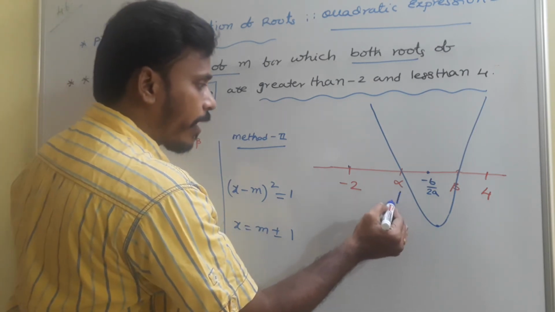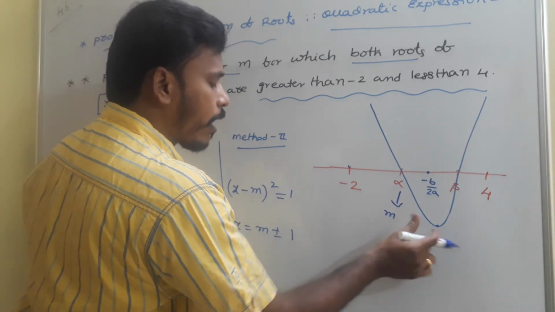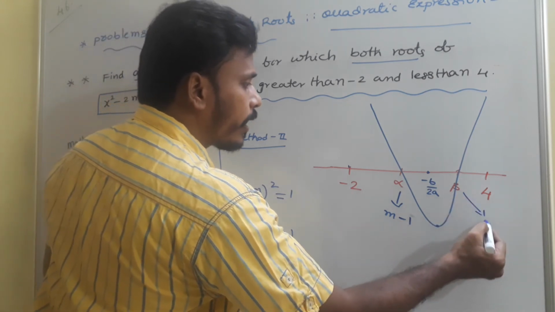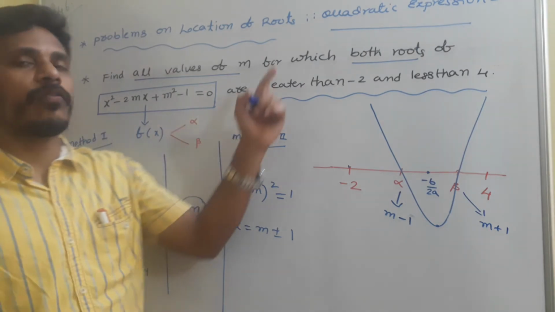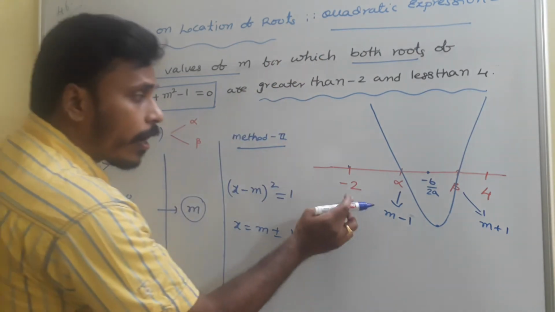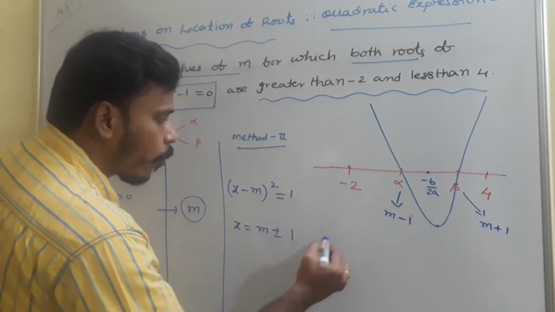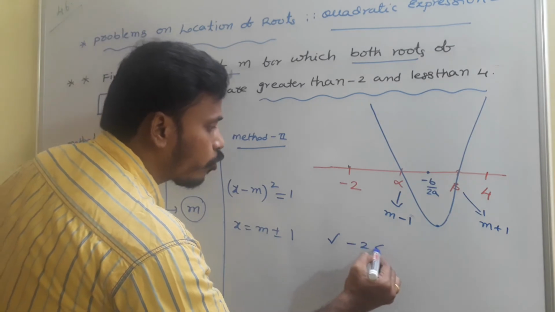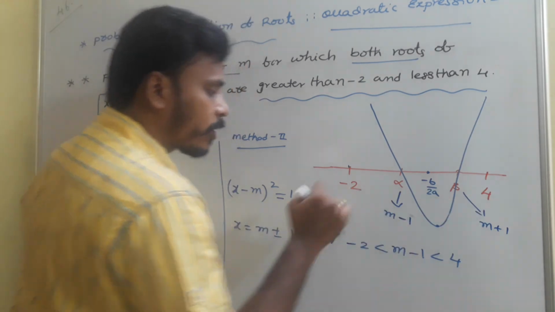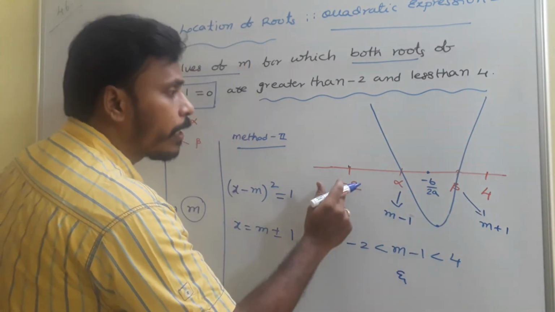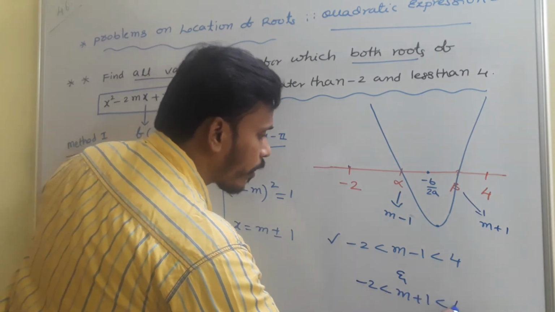So, alpha is one value which is m plus 1. You may say m plus 1 or m minus 1, no problem. Alpha is one value, m minus 1. Beta is another value, m plus 1. Since both roots are in between minus 2 and 4, these two must be located there. That's why one situation is that minus 2 is less than m minus 1, which is less than 4. In between minus 2 and 4, m minus 1 is there. And in between minus 2 and 4, m plus 1 is also there. Minus 2 less than m plus 1 less than 4.